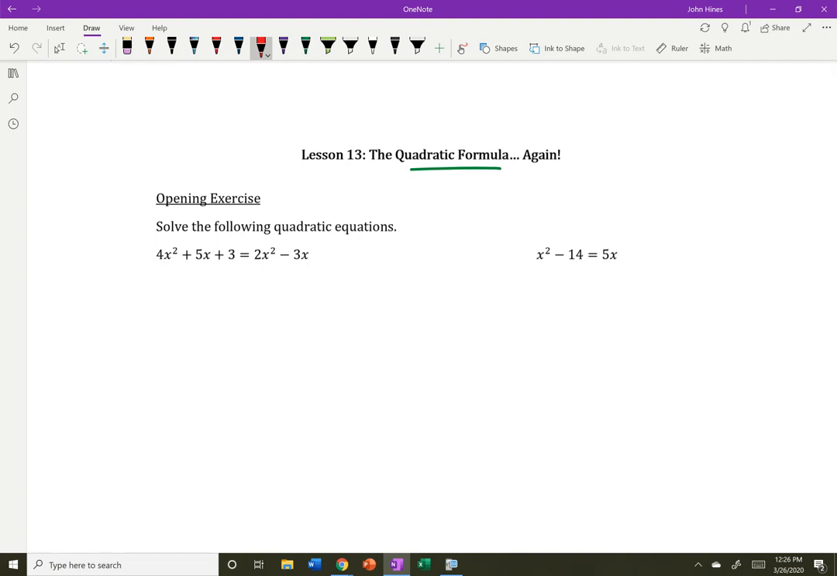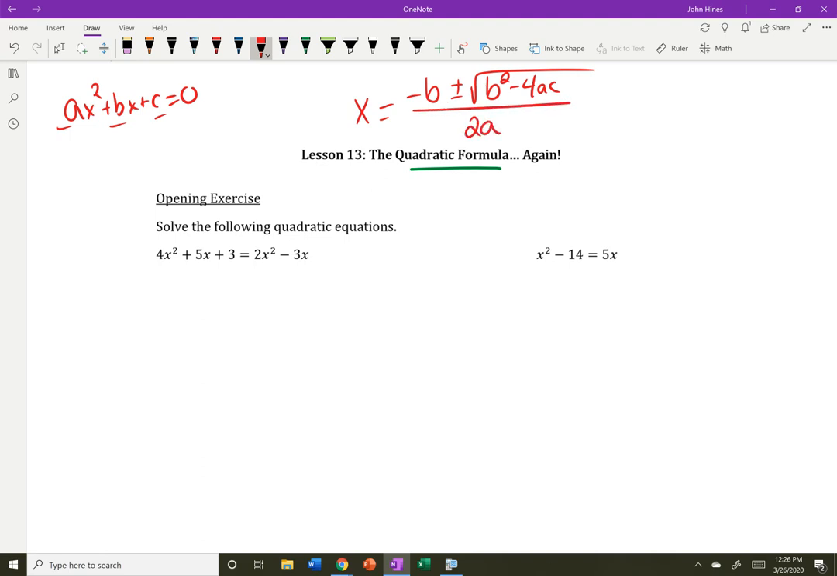So in the last lesson, we said that the solution to ax squared plus bx plus c equals 0, any quadratic equation, we can solve by picking off those three coefficients and plugging them into x equals negative b plus or minus the square root of b squared minus 4ac all over 2a. So if we pick off those three numbers, we can substitute them into this formula and it spits back the answers. This is for any quadratic equation set equal to 0.